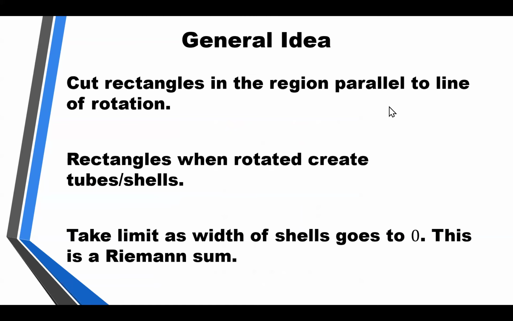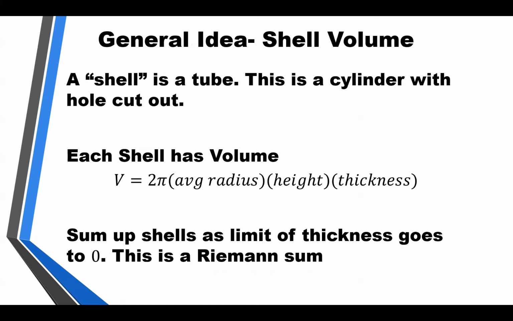We're going to cut rectangles in the region, and there's going to be a lot of rectangles. They're all going to be parallel to the line of rotation. When I rotate those rectangles, I create little tubes or shells, and I'm going to take the limit as the width of those shells goes to 0. This becomes a Riemann sum. Since this shell that we're using is a tube, that is just a cylinder with a hole cut out.